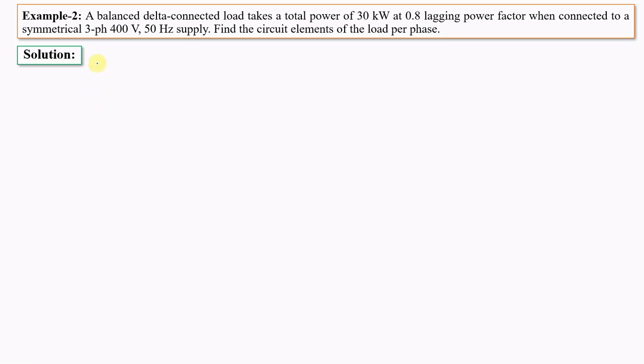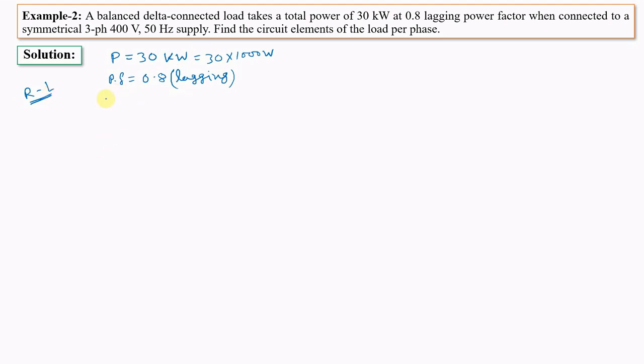first of all, the values are given as the active power, that is P. It is 30 kilowatt, or we can write 30 into 1000 watt. The power factor is given here, 0.8 lagging. As the power factor is lagging, then definitely the nature of the circuit will be resistive inductive. So the nature of the load will be resistive inductive.